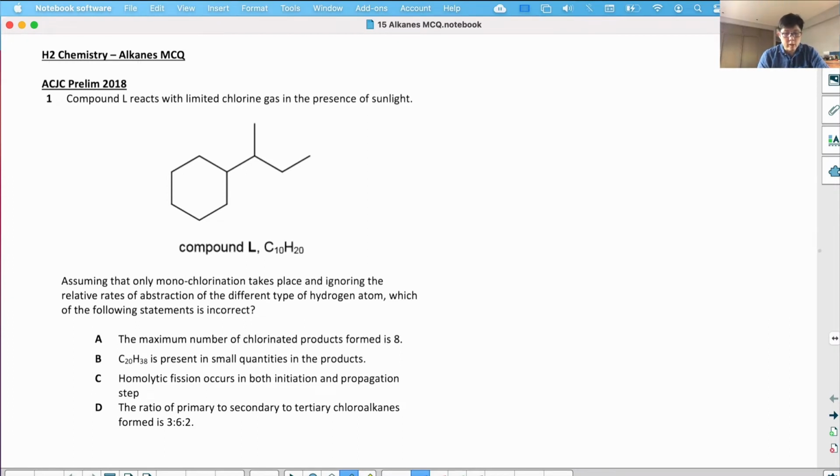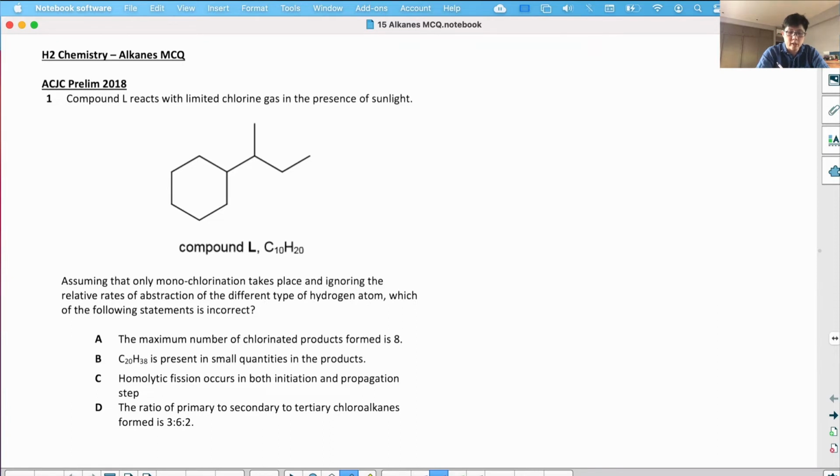Okay, this is compound L. Assuming only monochlorination takes place, ignoring the relative rates of abstraction of different types of hydrogen, which of the following statements is incorrect? Let's look at the first part. They say the maximum number of chlorinated products formed is 8.